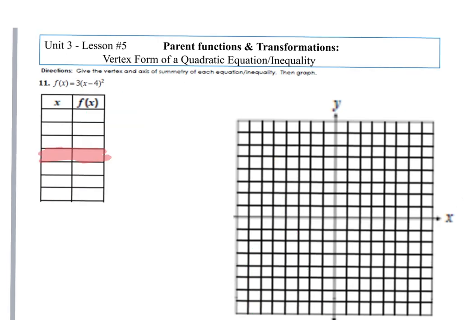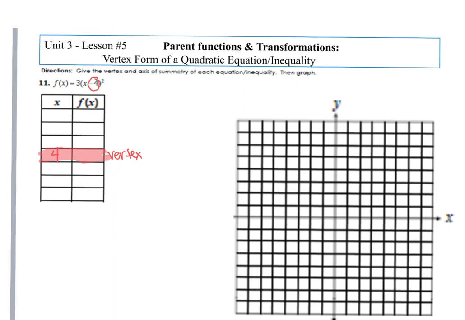Okay, number 11, we have f of x equals 3 times (x minus 4) in parentheses, all being squared. Okay, we are again in vertex form. I want to start by putting my vertex in the middle of my table of values. My vertex, the x value comes from the number that's inside the parentheses with the x. If it's -4 inside, it comes out as +4 because that's our rule.